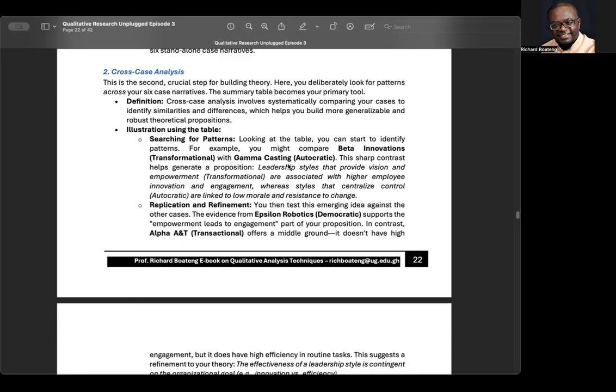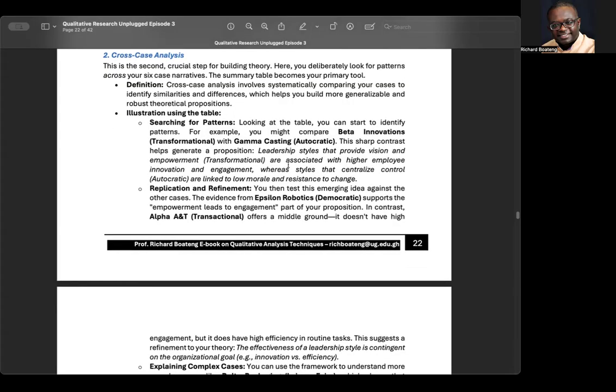Well, you'd start searching for patterns. For example, you might compare Beta Innovations, which you found had a transformational style, with Gamma Casting, which you described as autocratic. Comparing their outcomes, maybe high innovation at Beta, low morale at Gamma, could lead you to generate an initial proposition, like: leadership styles providing vision and empowerment, like transformational, seem to be associated with higher employee innovation and engagement, whereas styles that centralize control, like autocratic, appear linked to lower morale and resistance to change.